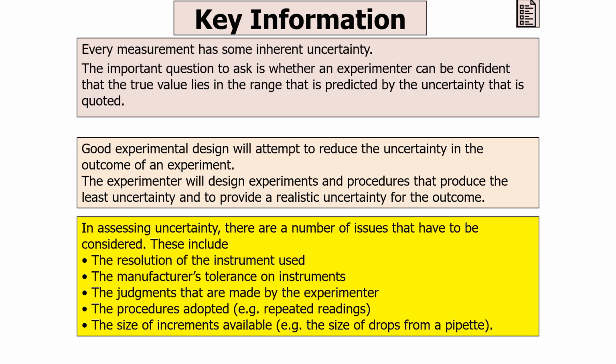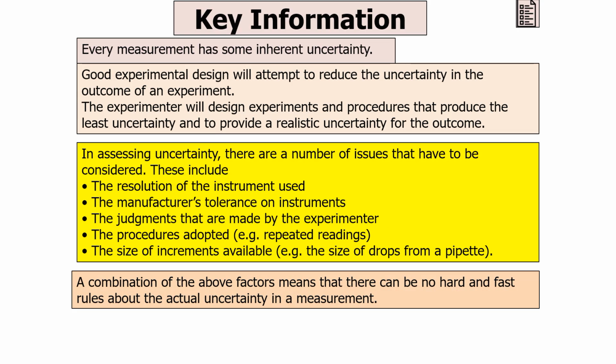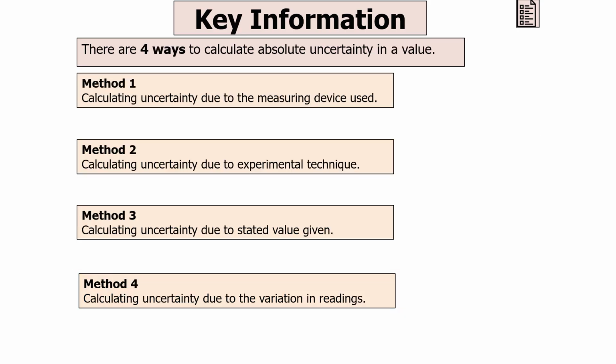Now, in assessing the uncertainty, there's a number of issues that have to be considered. These include the resolution of the instrument used, the manufacturer's tolerance on instruments, the judgments that are made by the experimenter, the procedures that are adopted, for example repeated readings, and the size of increments available. Now, a combination of the above factors means that there can be no hard and fast rules about the actual uncertainty in measurements. There are 4 ways we believe to calculate the absolute uncertainty in a value.